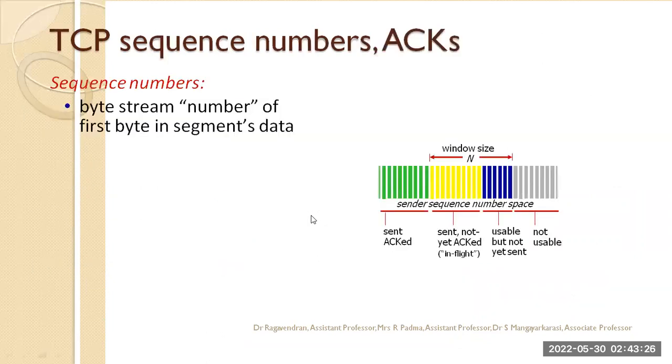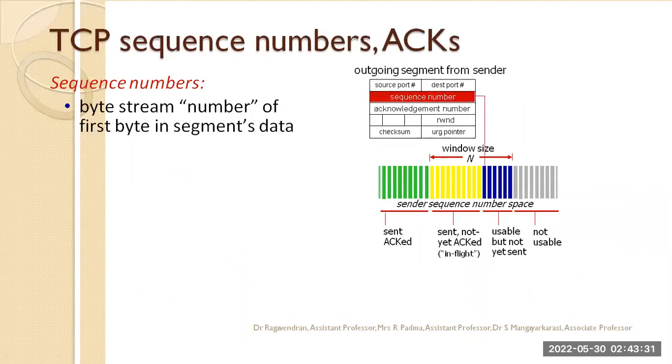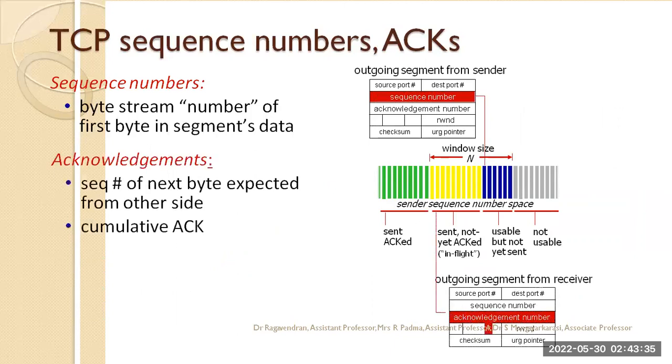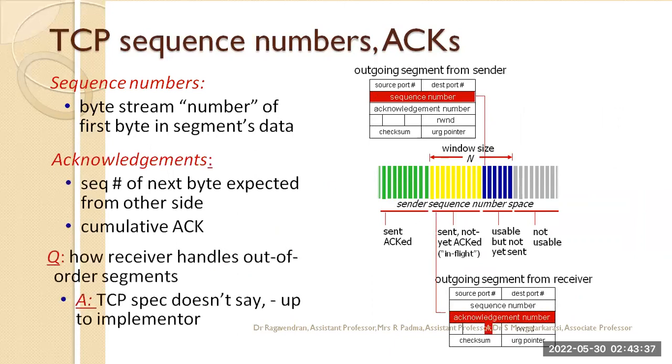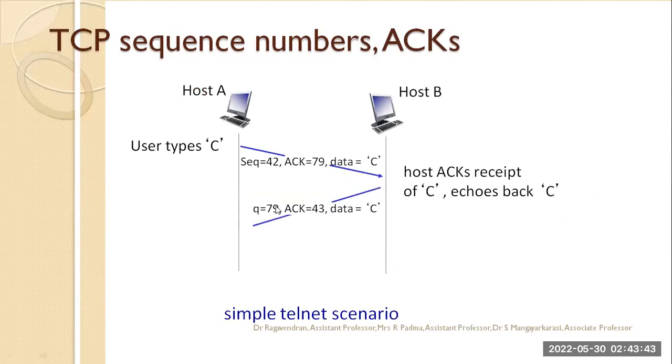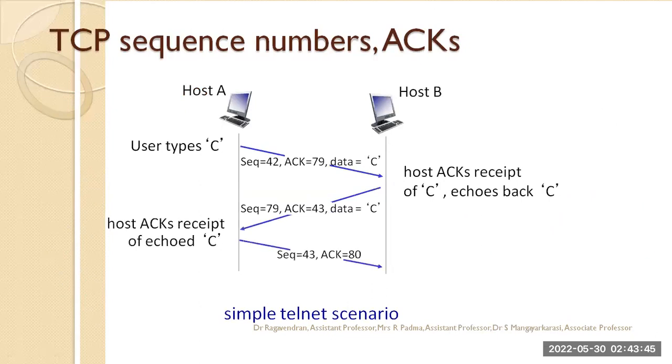So TCP sequence numbers: sent and acknowledged, sent but not acknowledged, usable, not usable. All these things are discussed here. So TCP sequence numbers for host A and host B with a simple telnet scenario. See here, sent and receive the information.